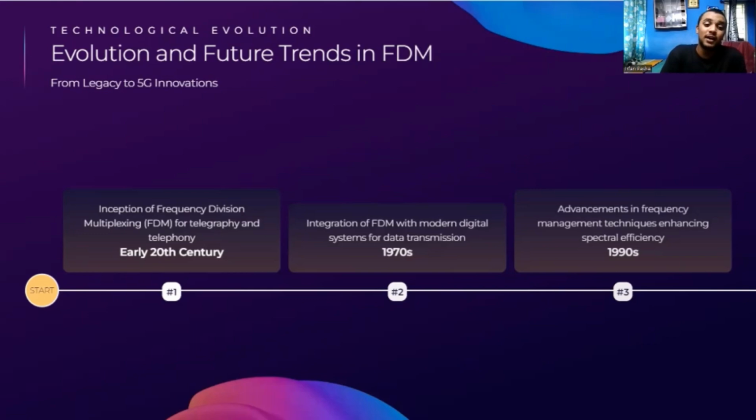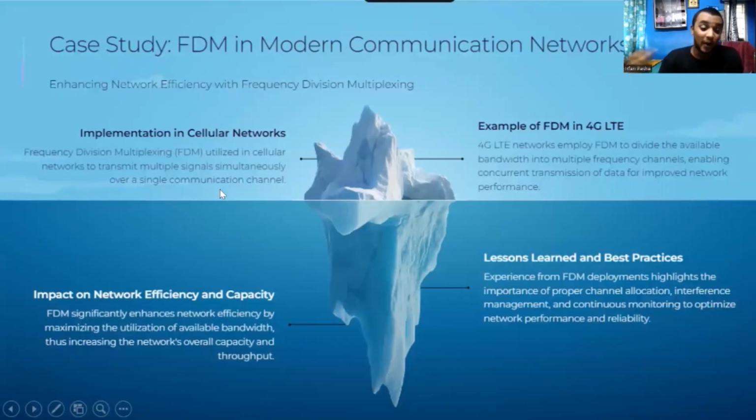An advancement was seen in the 1990s, where advancements in frequency management techniques enhanced spectral efficiency. In the early 20th century, there was a boom in the FDM industry, with the inception of frequency division multiplexing, FDM, for telegraphy and telephony. And what did telegraphy and telephony do? It made things easier for people. Talk to the people you want, stay on call, no one is disturbing, no one is cutting into your frequency, because FDM is providing you the proper frequency you want. Okay, on to the next slide.